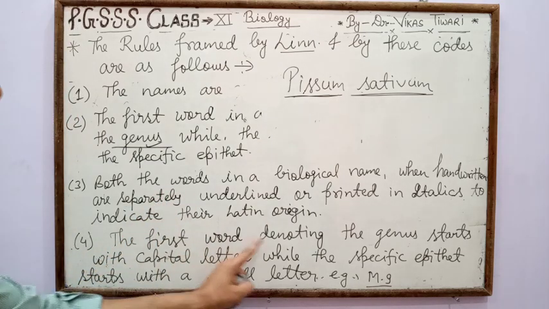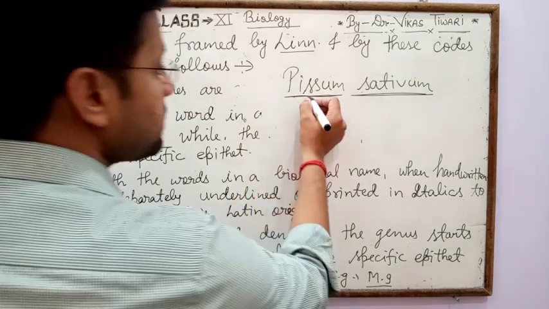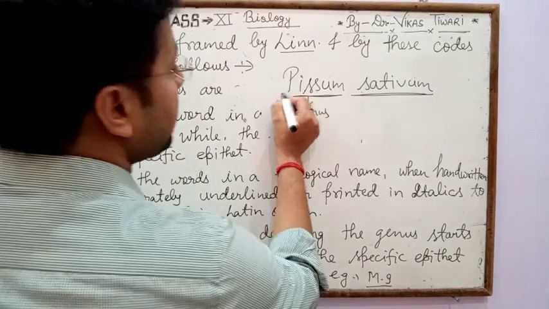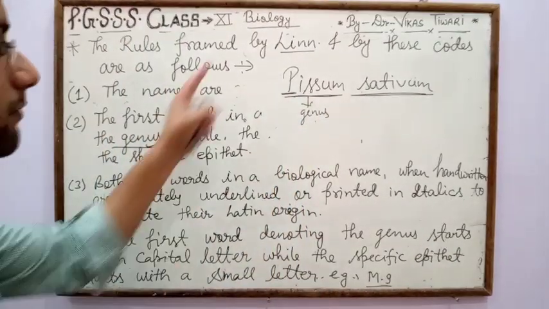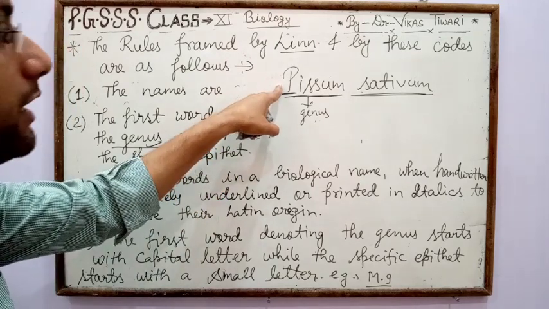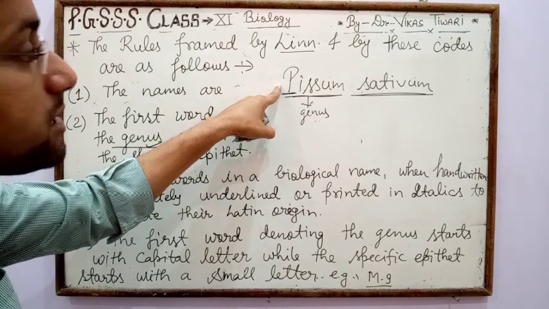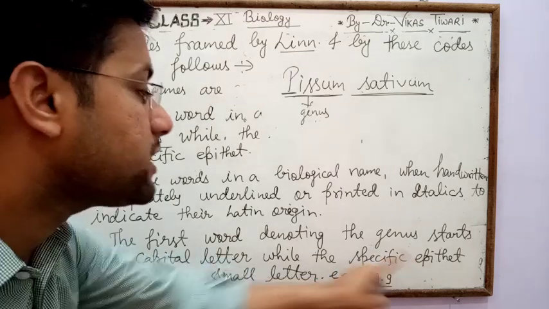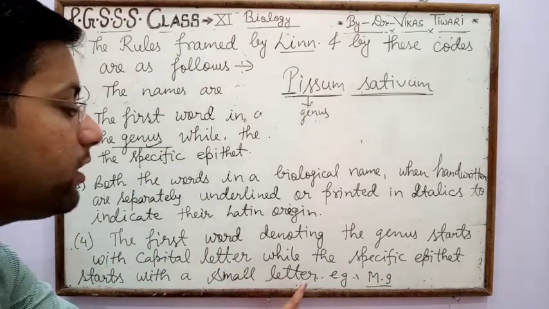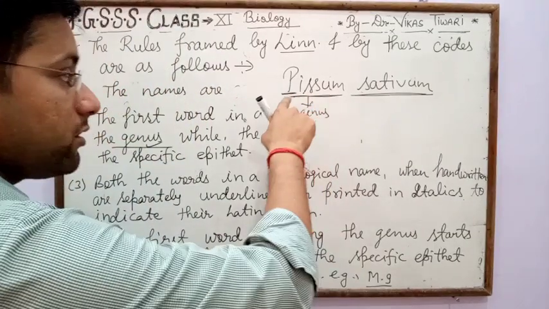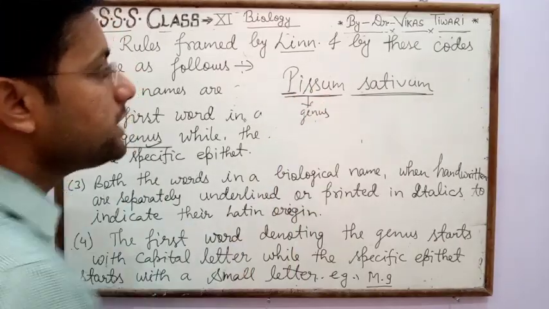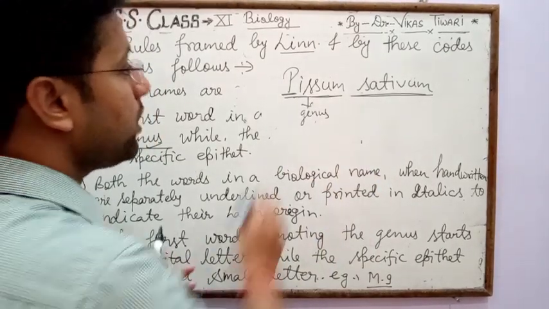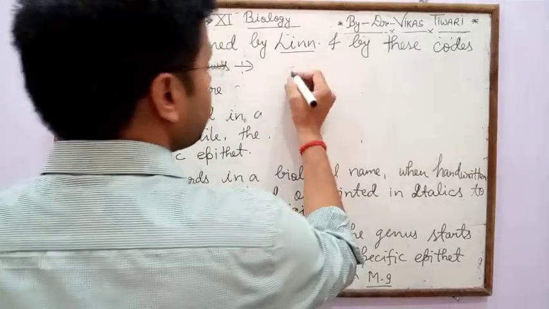Last, the first word denoting the genus, here Pisum, starts with a capital letter like this. P is capital here. The first letter of the generic name is always capital. So Pisum is the generic name, and P is always a capital letter, while the specific epithet starts with a small letter, like sativum. So the first letter of the generic name is always capital, while the second name, that is the specific epithet, is always small.